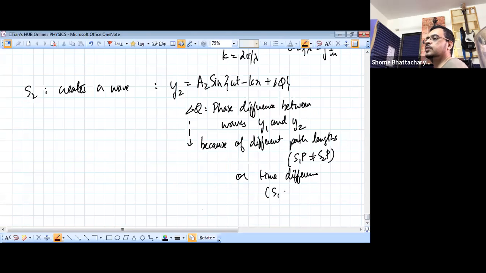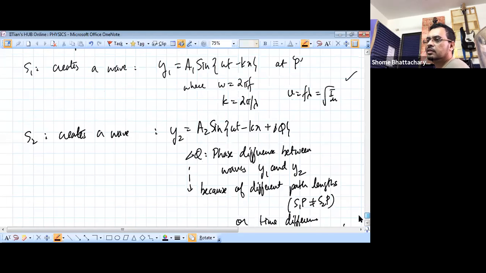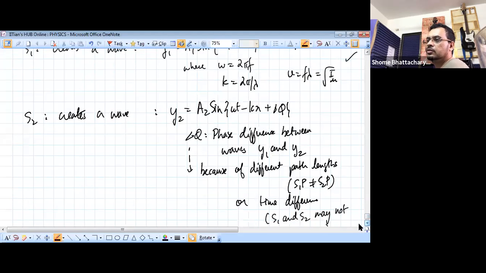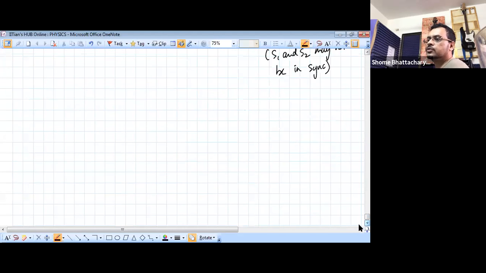because S1 and S2 may not be synchronized as sources. They might not be in sync. They have the same frequency, but they're not necessarily in sync. So a combination of these reasons can create a phase difference delta phi. So that quantity delta phi is called the phase difference.